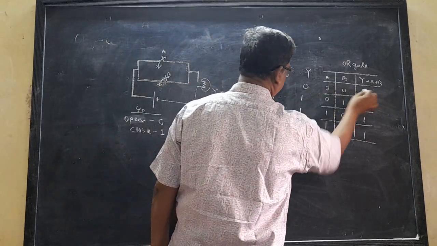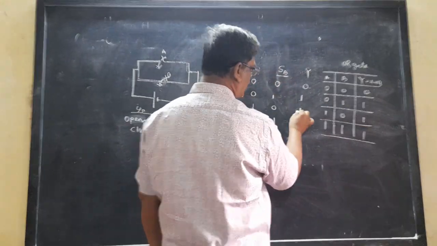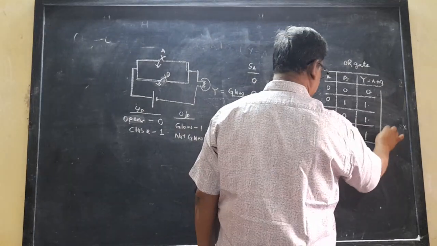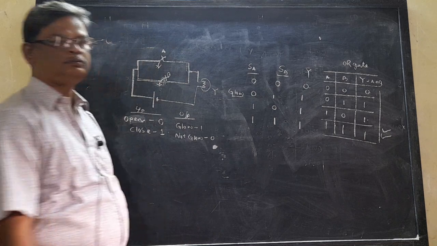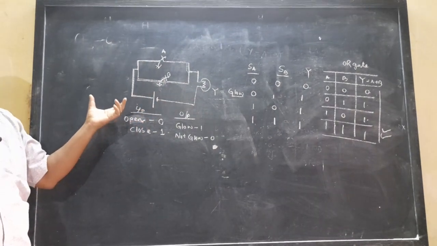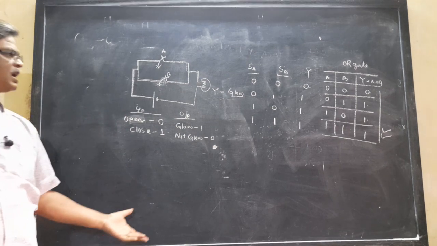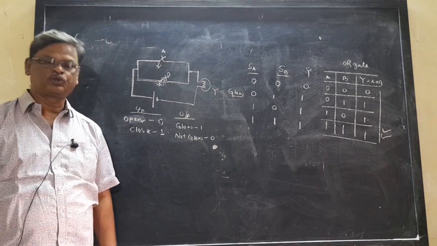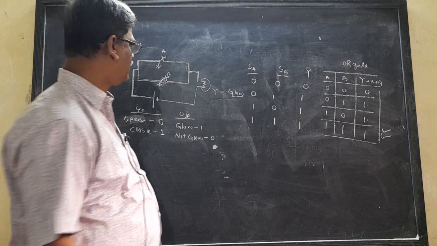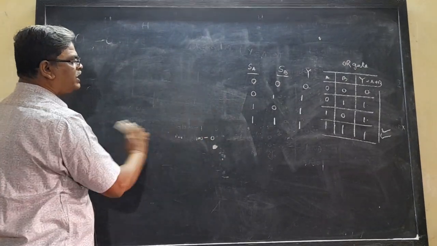That is, when the current flows through the bulb, it will glow. See, same thing: 0 0 0, 0 1 1, 1 0 1, 1 1 1. So this is your equivalent electric circuit of the OR gate. It is called an equivalent electric circuit. Clear?